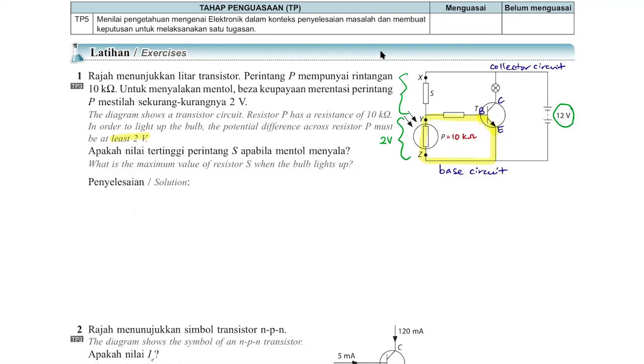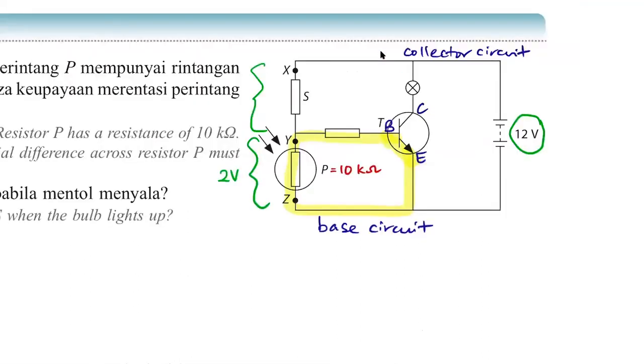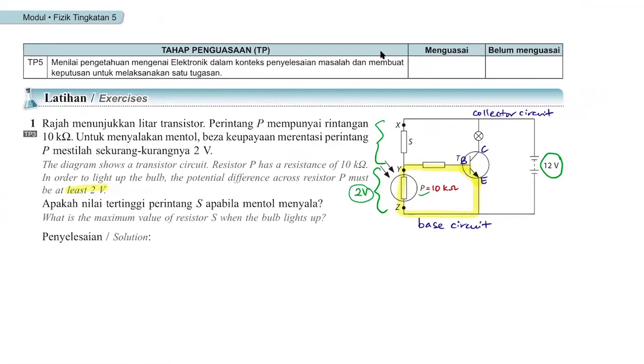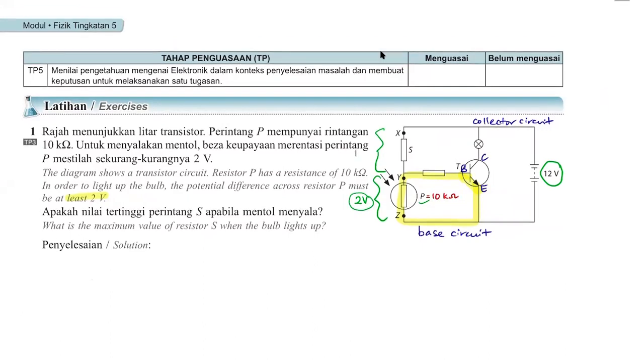Okay, like this. Total voltage is 12. Now, it was told earlier that the potential difference across resistor P must be at least 2 volt. This is resistor P. So in order to switch on the base, the potential difference across it must be at least 2 volt. So the remaining voltage across X and Y, 12 minus 2, it should be 10 volt. This is the balance. It should be 10 volt.